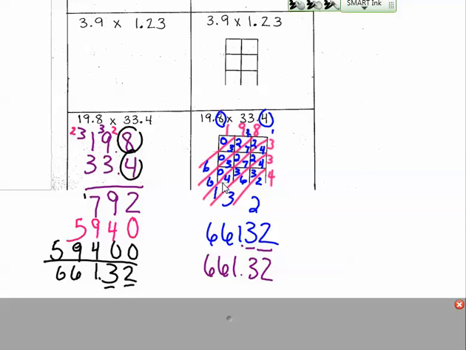Now you have 3 worksheets to do. One is on prime factorization, which is birthday cake. The next one is adding and subtracting decimals, and then multiplying decimals. I expect you to be quiet, and I expect you to be working while you're doing this. All right, thank you.